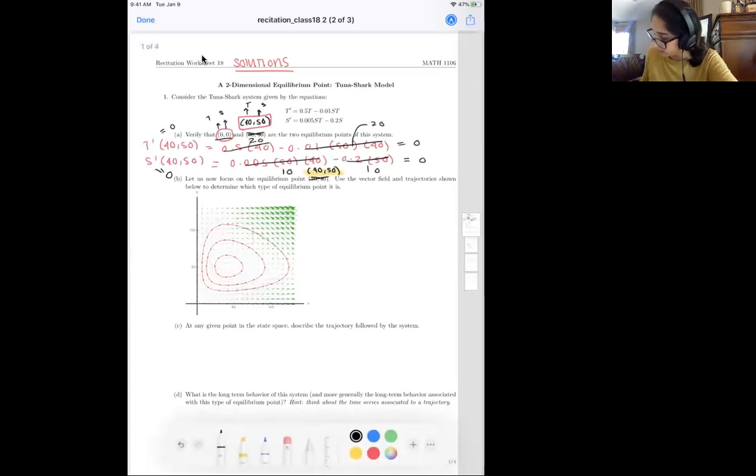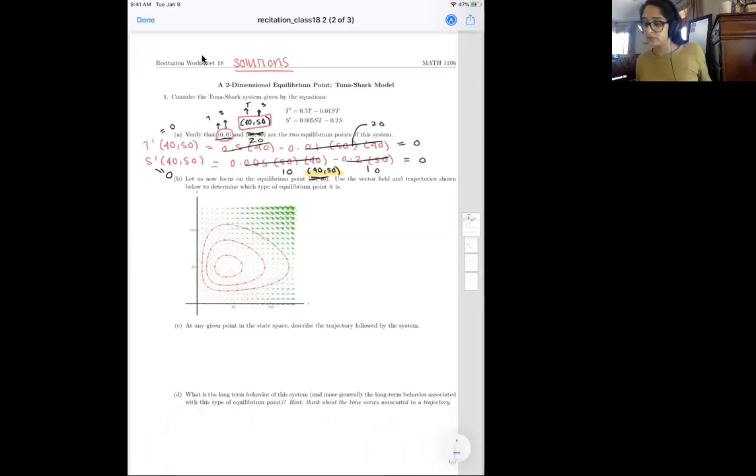In lecture and in recitation, you should have discussed three different types of equilibrium points: stable, unstable, and neutral. Let's go through them systematically. If an equilibrium point is unstable, that means if we deviate at all away from it, there's no way to go back. The vectors are moving away from that equilibrium point, which makes this an unstable equilibrium point.